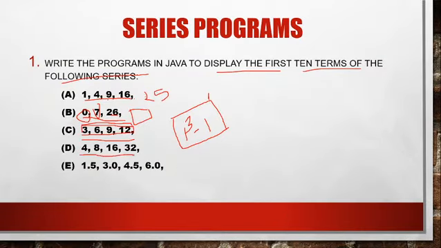Series 4, 8, 16, 32. It means 4 and then 8, 16, 32. So suppose I take a product p equals 4, and if I multiply that p by 2, then it will be 8, and again that will be multiplied by 2, so 16, again multiplied by 2, so 32, again multiplied by 2, so 64, like that the value will come.